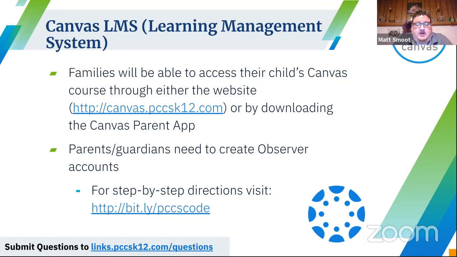When you download the parent app, it will ask you to create an account, and then it will allow you to become an observer in your child's Canvas. You can do it for multiple children in the household, and to access your child's Canvas is through a pairing code, and the directions for the pairing code can be found on this short link, bit.ly/PCCS code. Next slide, please.